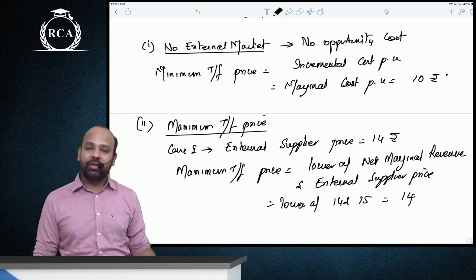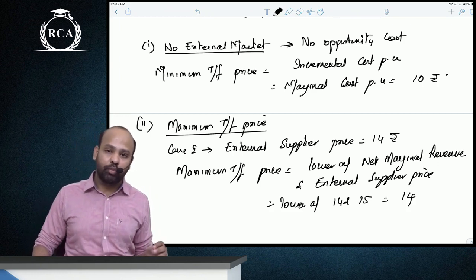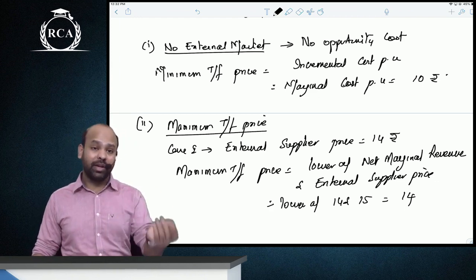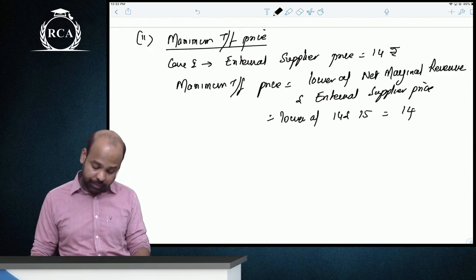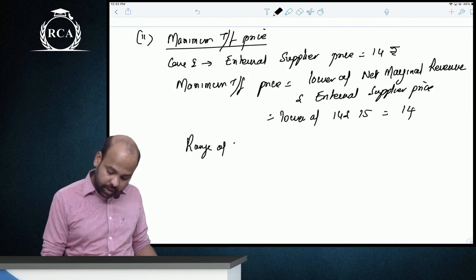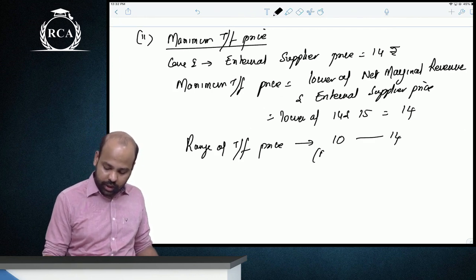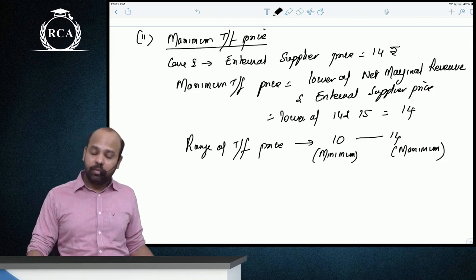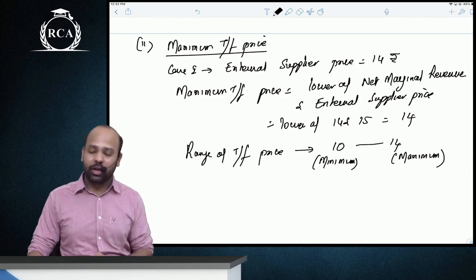Why will he want to pay you 15 rupees when he knows that he can buy from the external market at 14 rupees? Even if he pays a maximum of 14 rupees, he will be making a profit of only 1 rupee. At 15 rupees, he will not make any profit. At 14 rupees, he will make a profit of 1 rupee. So if you want the range of transfer price, it will be 10 to 14. 10 is minimum, 14 is maximum. Please understand, because he can procure from the external market at 14 rupees, the other division will not pay you a penny more than 14 rupees.